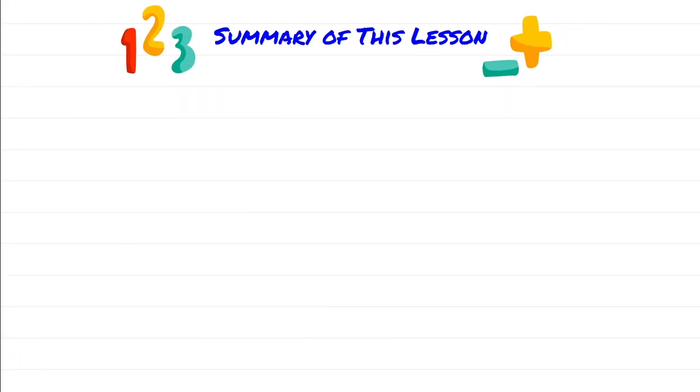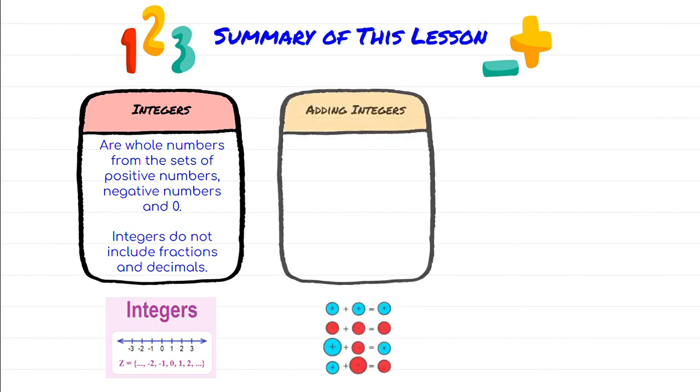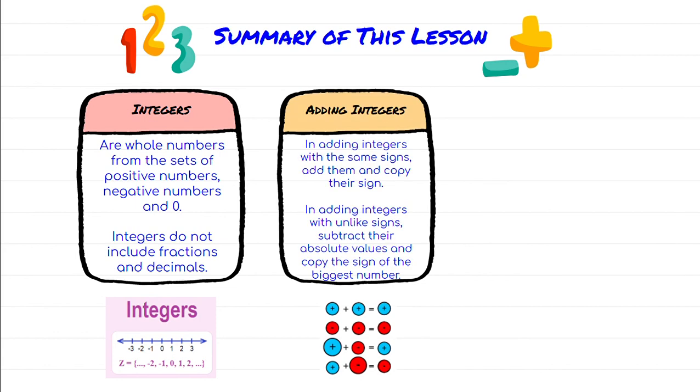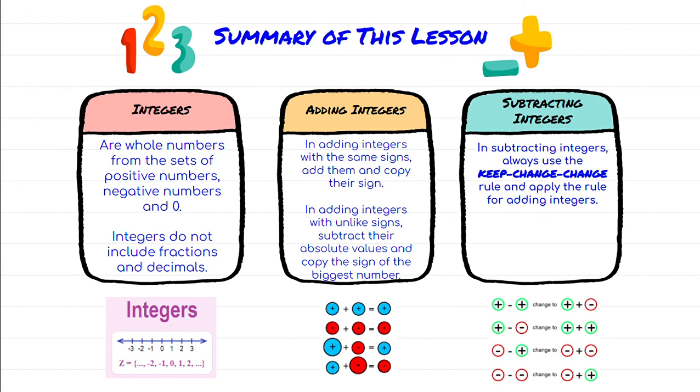Let's summarize our lesson. Integers are whole numbers from the sets of positive numbers, negative numbers, and zero. Integers do not include fractions and decimals. In adding integers with the same signs, add them and copy their sign. In adding integers with unlike signs, subtract their absolute values and copy the sign of the biggest number. In subtracting integers, always use the keep, change, change rule and apply the rule for adding integers.